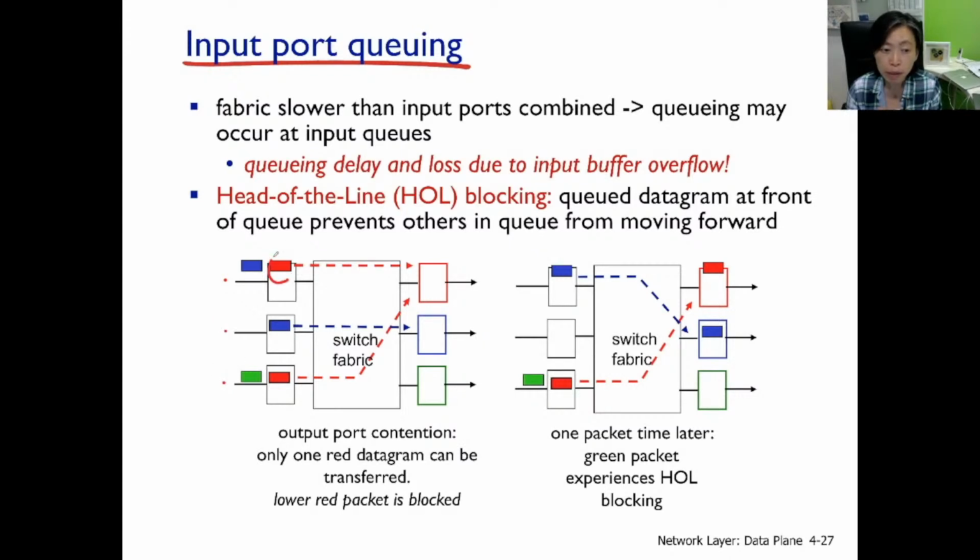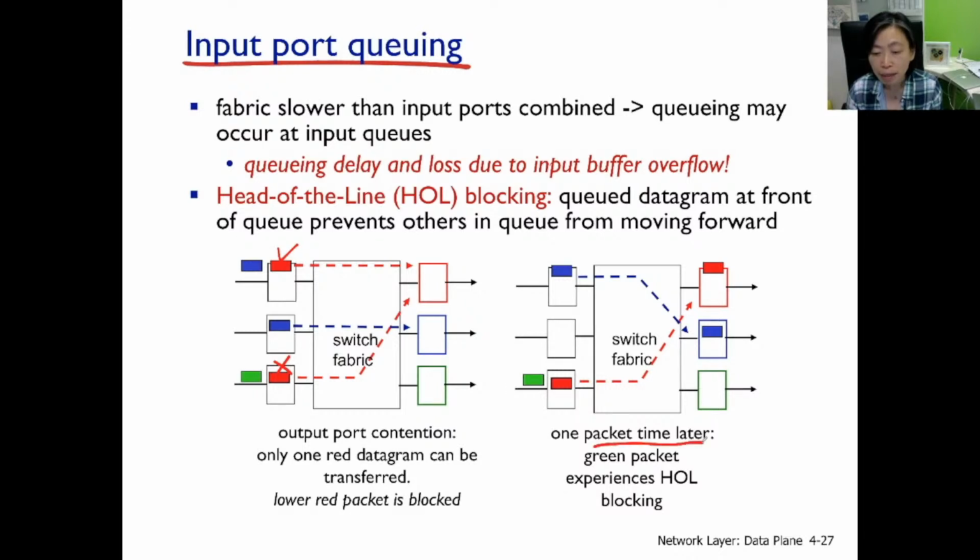Input port number 1 here has a red packet at the front. Input port 3 here also has a red packet at the front. Now, this is what? An output port contention-based router. So we can only pick one of these to accept into the output port. Let's assume this one goes through and this one gets blocked.